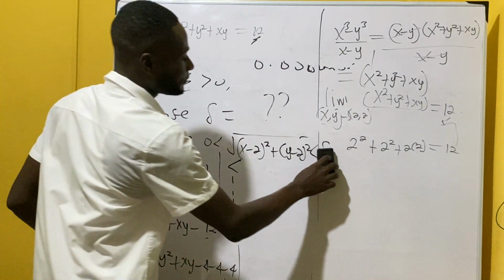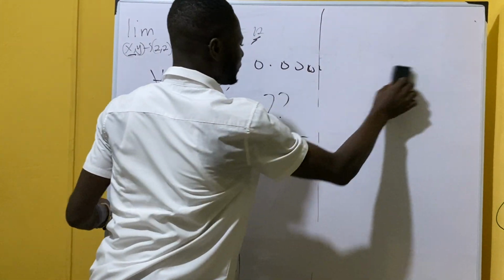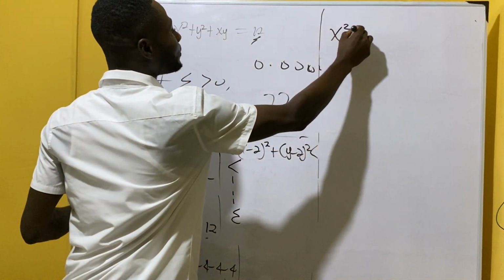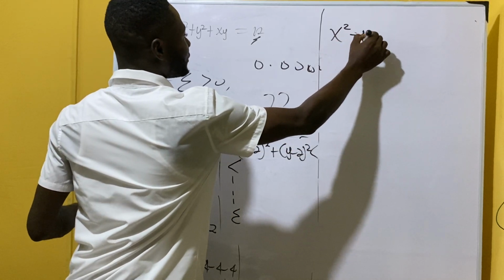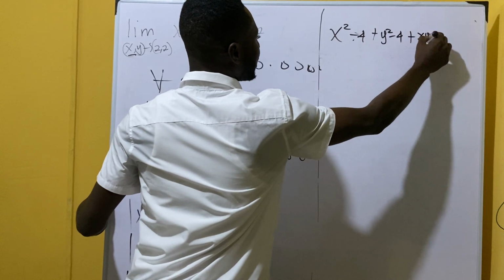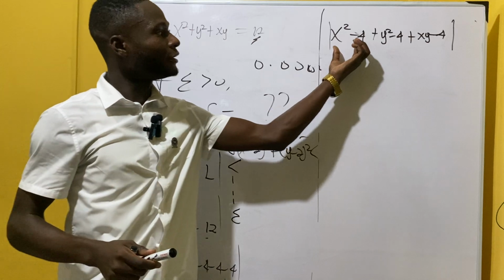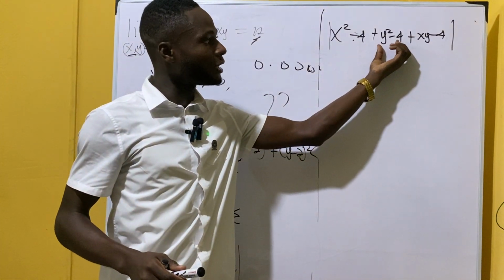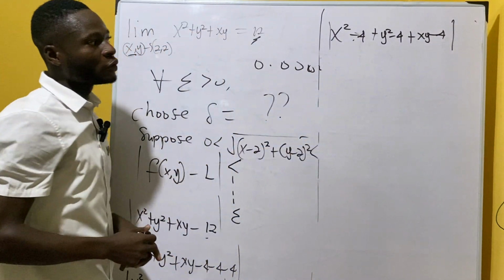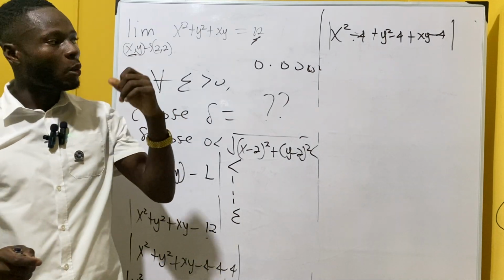So let's move up. So when we move up, we're going to have x squared minus 4, y squared minus 4 plus xy minus 4, right? You know, this is a difference of 2 squares. This is also a difference of 2 squares. But right here we have xy. So we have to manipulate this so that we can have x minus 2 or y minus 2.